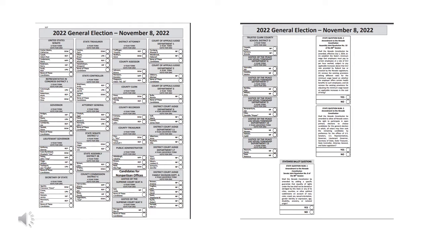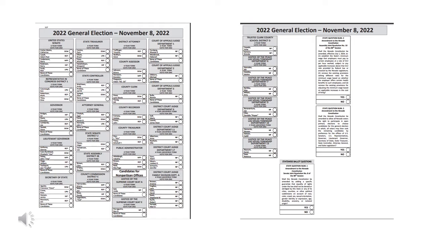Ballot questions are the ability of the people to have a say in their governance. It's direct democracy at its finest. It's when the people get to say, here's a law that we think should be passed, and we for some reason cannot get it passed through the legislature. Or here is an amendment to the Nevada Constitution that we think is appropriate.